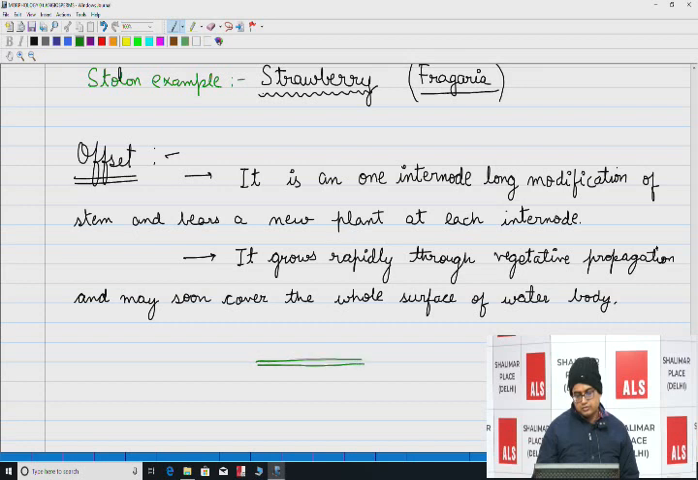This is it. One internode long. This is offset.